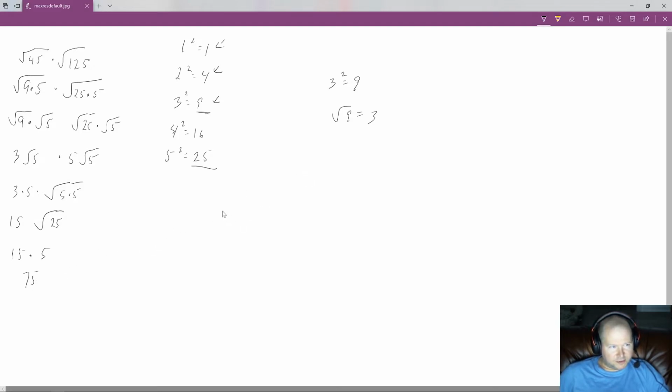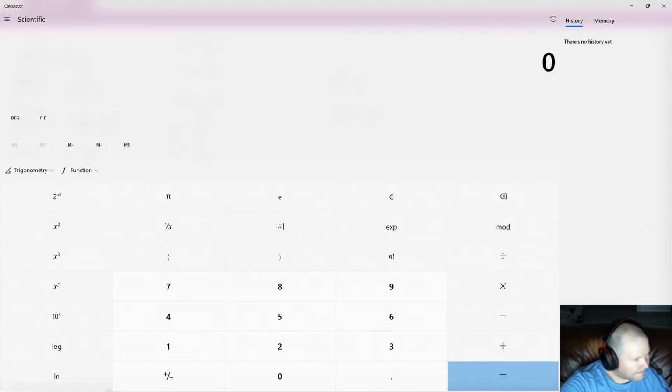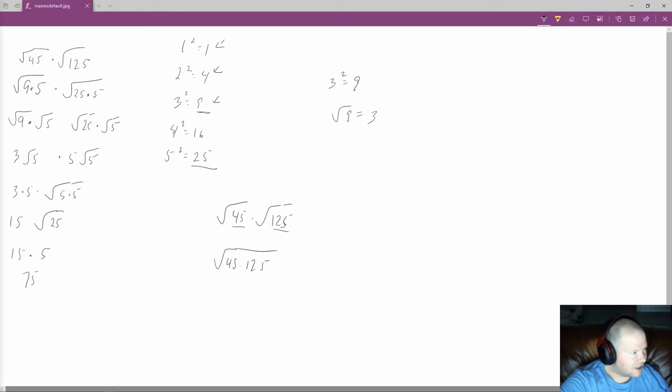Now there's another way of doing this, which is we just multiply everything together right off the bat. So we would basically say the square root of 45 times the square root of 125. We would multiply the radicands together. 45 is a radicand and 125 is a radicand. So we would say 45 times 125. And you calculate that. So we would say 45 times 125 is 5,625.